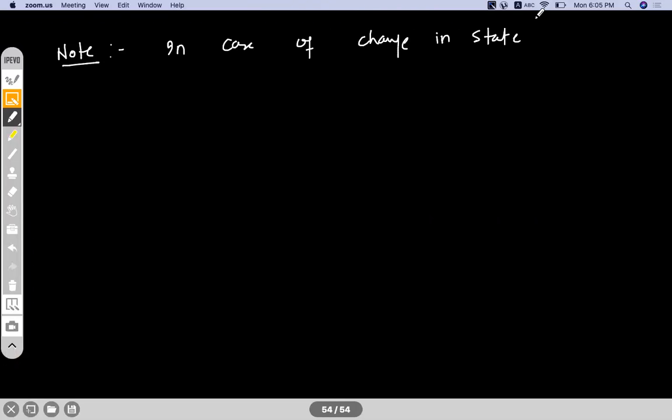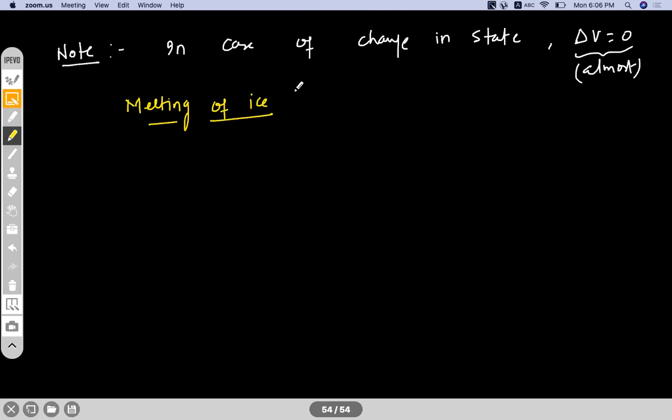In case of change in state, the change in volume delta V is almost zero. There is no change in volume when there is a state change. We have one exception in this, that is the melting of ice. In this case, H2O solid, that is ice, is converting into H2O liquid.